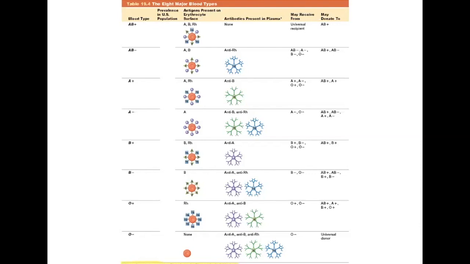This table lists the 8 major blood types. It assumes prior exposure to Rh antigens for Rh negative individuals. Rh negative individuals will not have Rh antibodies until after exposure. For each blood type, the antigens and antibodies are listed. In addition, important transfusion information is given at the far right. This table tells you what blood types this particular blood type can receive from and to what blood types they can donate.